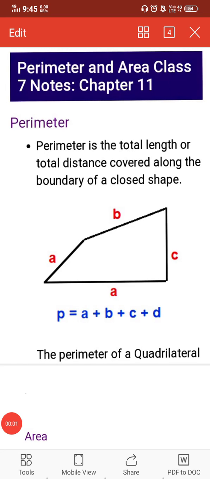Good morning, everyone. This is chapter 11, perimeter and area. Today we are going to discuss firstly perimeter. Perimeter is the total length or total distance covered along the boundary of a closed shape.